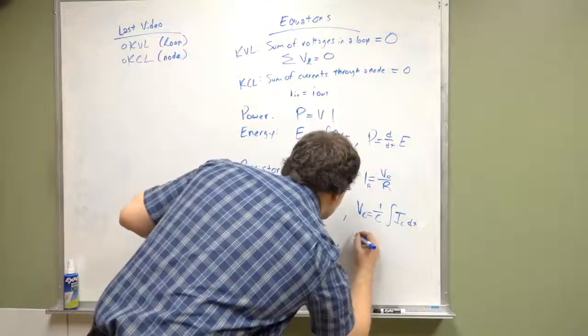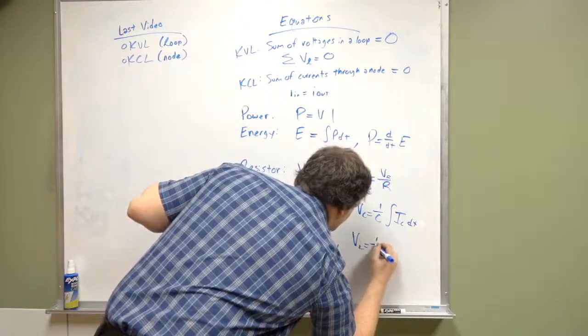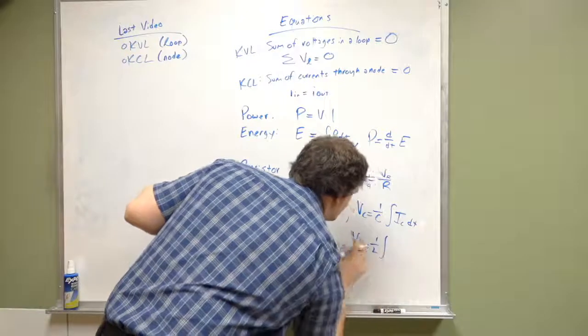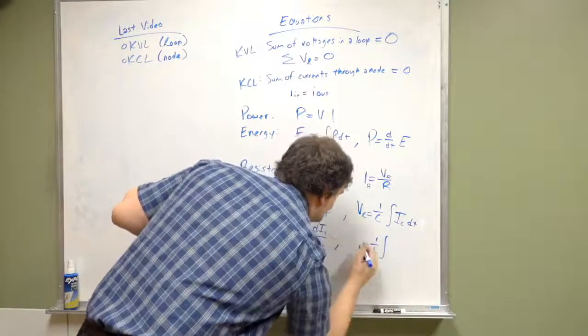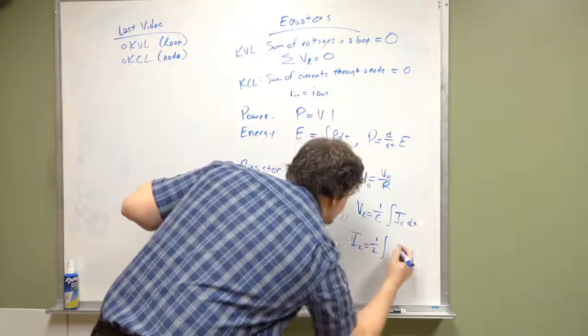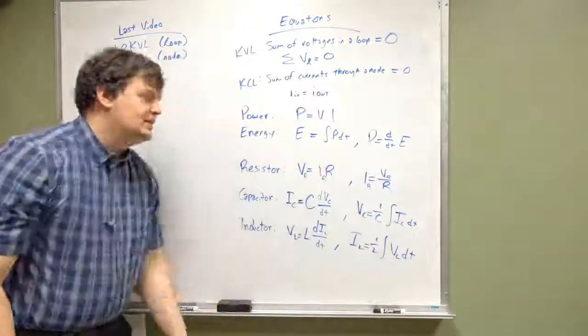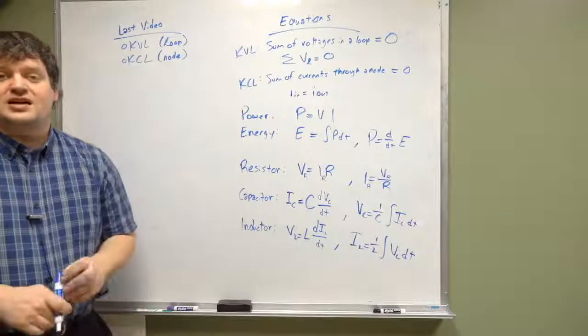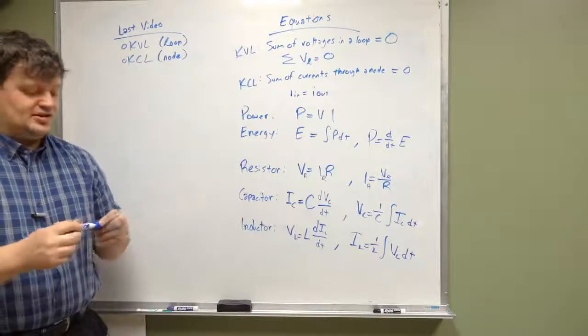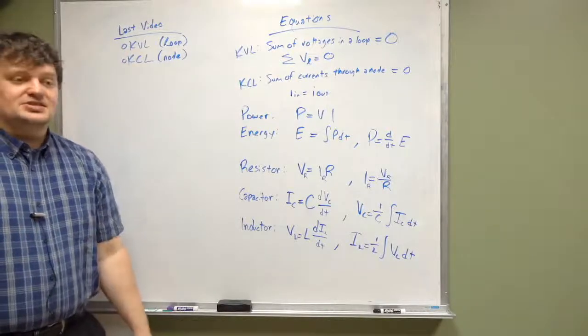And then on this side, IL is equal to 1 over L times the integral of VL dt. These are all the equations we're going to use for the first half of the semester. This is all analog systems. This is everything you need to know. You're welcome.